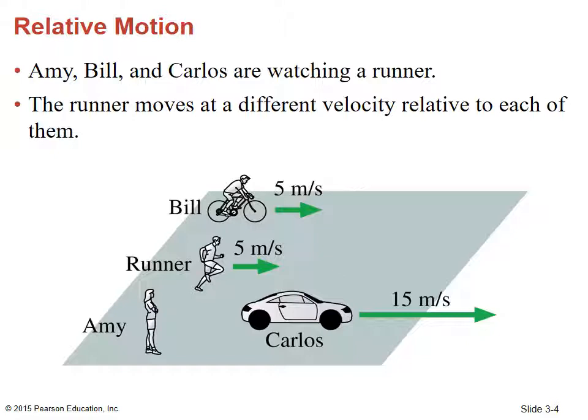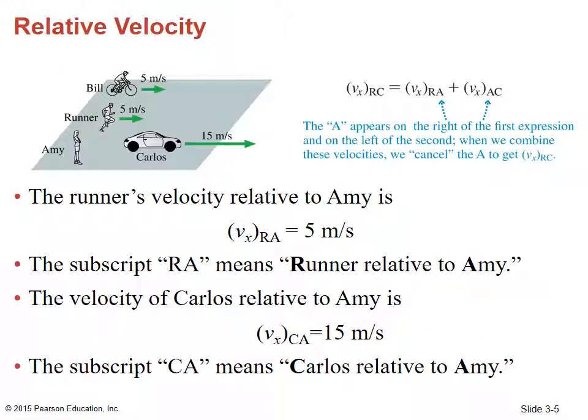Amy, Bill, and Carlos are watching a runner. The runner moves at different velocity relative to each of them. The runner's velocity relative to Amy is 5 meters per second. We write this as v sub x with the subscript RA, which means the runner relative to Amy. The velocity of Carlos to Amy is 15 meters per second, which we write as v sub x with the subscript CA, which means Carlos relative to Amy.